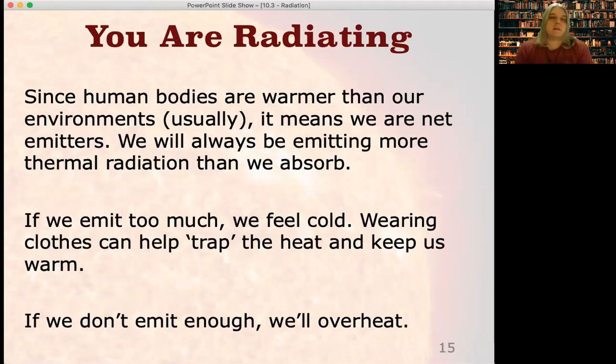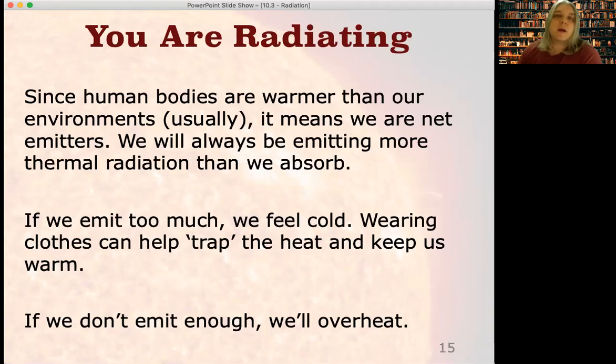Humans are constantly radiating. We are radiating, you are radiating, I'm radiating, everyone's radiating all the time. I was about to say throughout their life, but always, because even after death, humans might be colder, but they're still not absolute zero. But that's a morbid topic. So human bodies are usually warmer than our environments when we're alive. So that means that we're actually radiating more than we're absorbing. We just said that an object that's hotter than its environment will have a net loss of energy. So that means we are net emitters. We are always emitting more thermal radiation than we absorb.